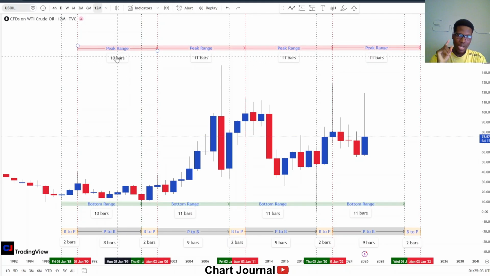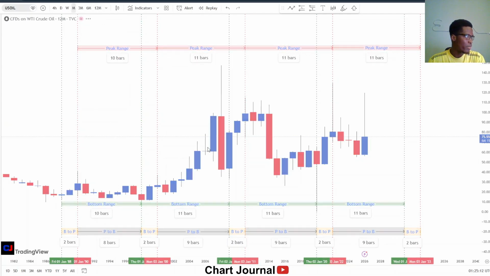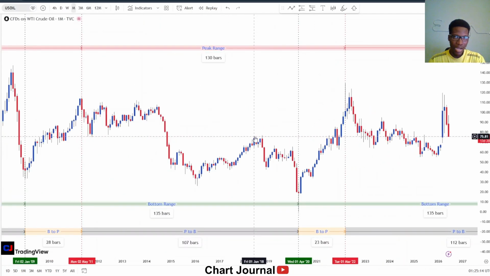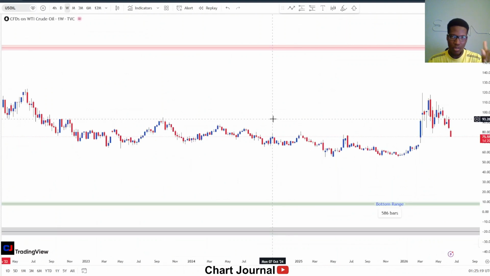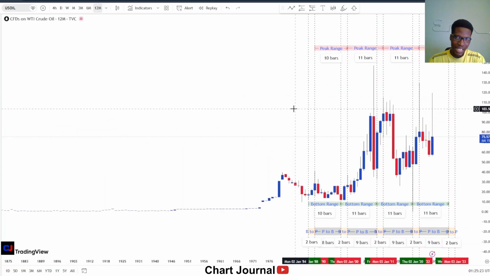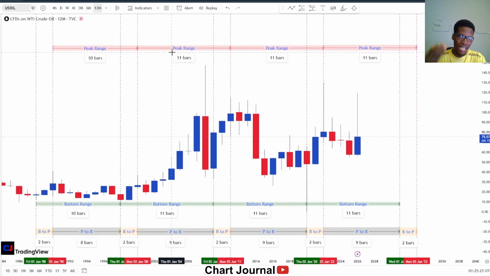And here, 1 bar means 1 year because of what I explained previously. Once we're in a 12-month chart, 1 bar is 1 year. If you go to the monthly, 1 bar equals 1 month. If you go to the weekly, 1 bar equals 1 week. So let's go back to where we are. 1 bar equals 1 year or 12 months. So once you see 11 bars, it means 11 years. So from this peak to this peak, 11 years.